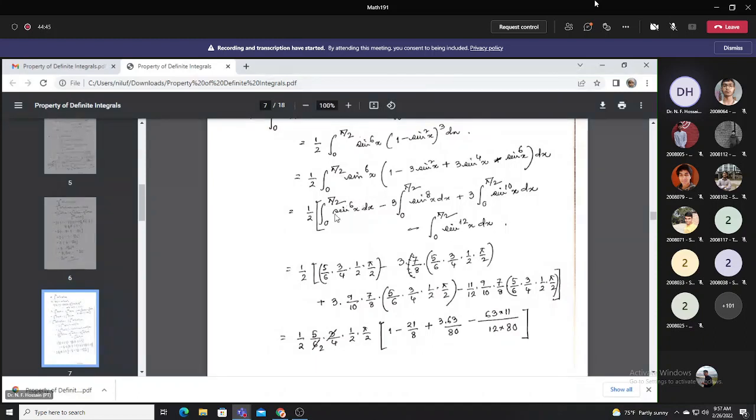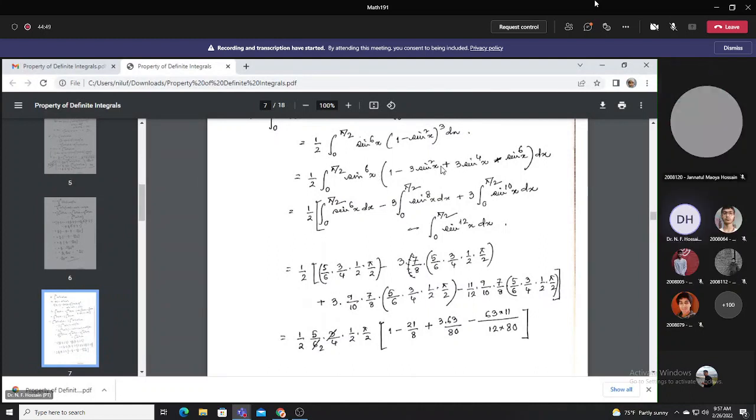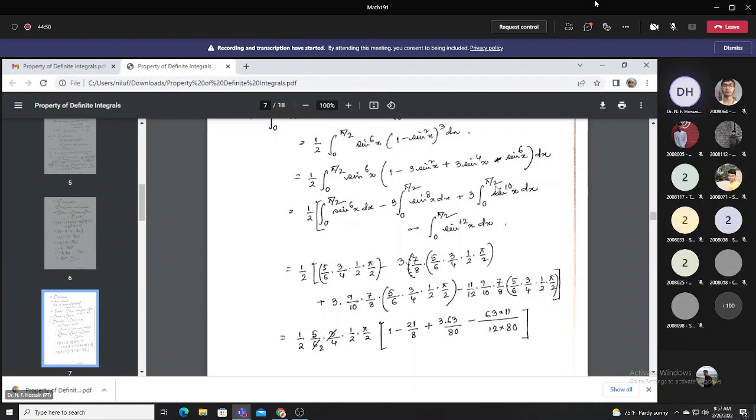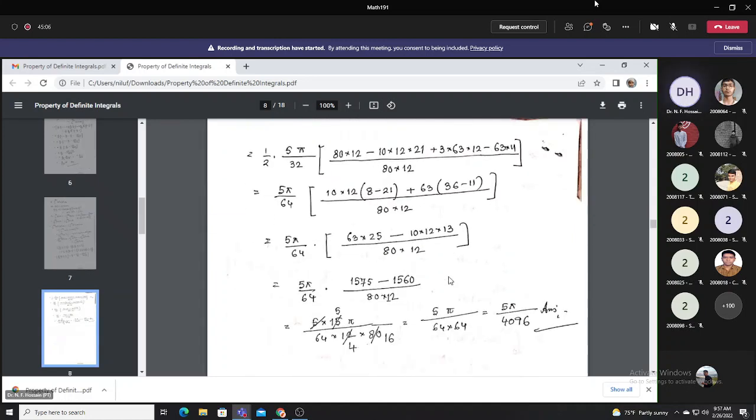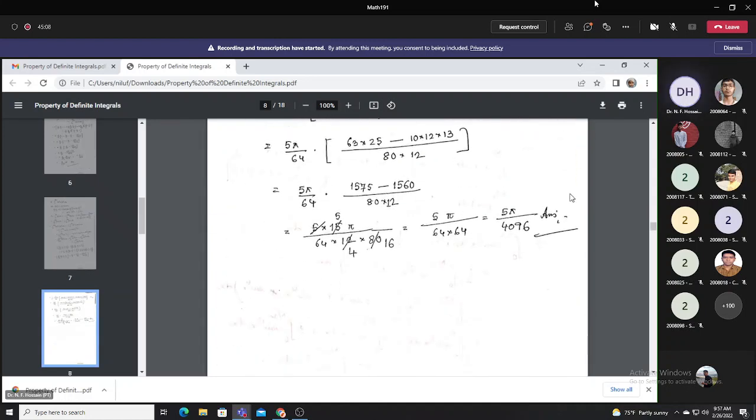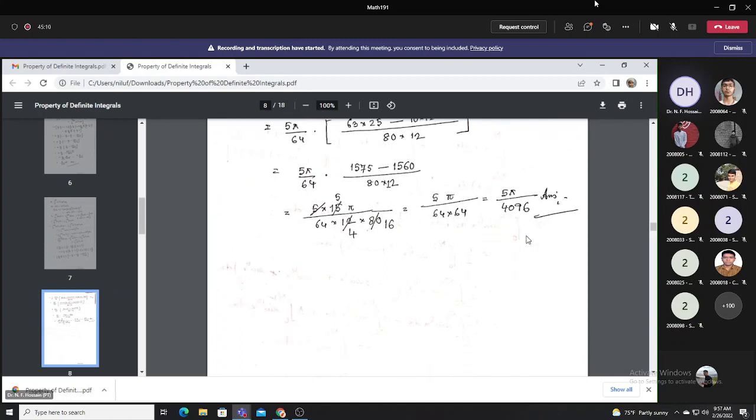All of them with limit 0 to pi by 2. The first one with sine to the power 6x, the second one sine to the power 8x, the third one sine to the power 10x, and the fourth one sine to the power 12x. So easily you can use the Wallis formula, but there will be a number of terms and the algebra should be done by you. After doing this algebra, this is your result, 5 pi by 4096.